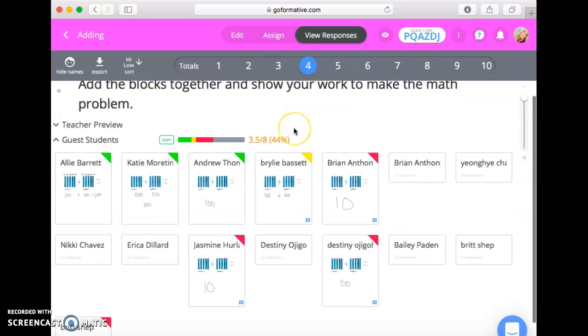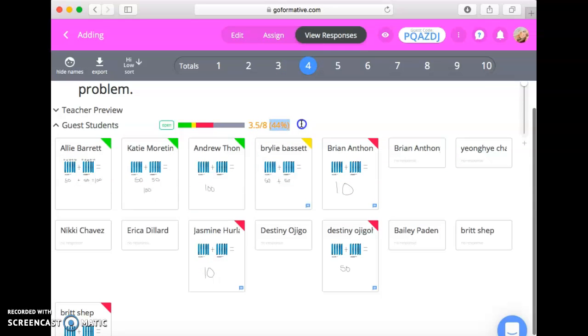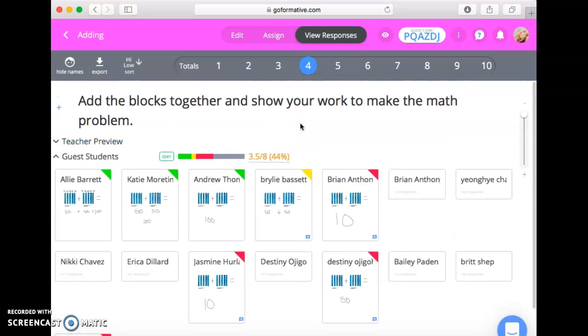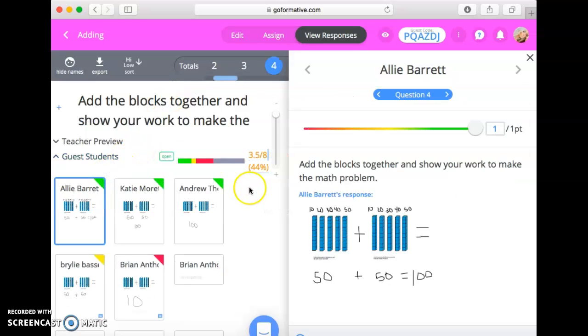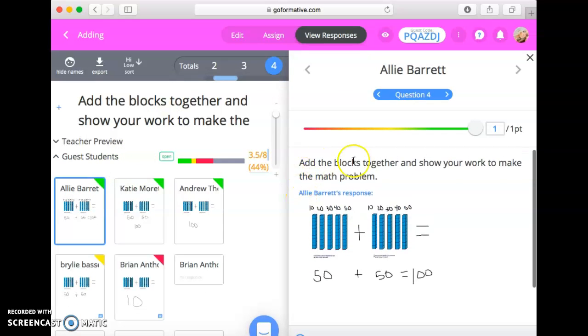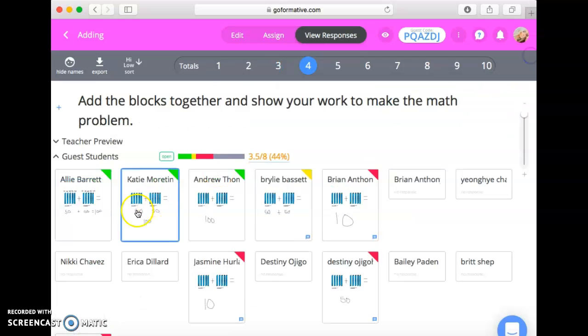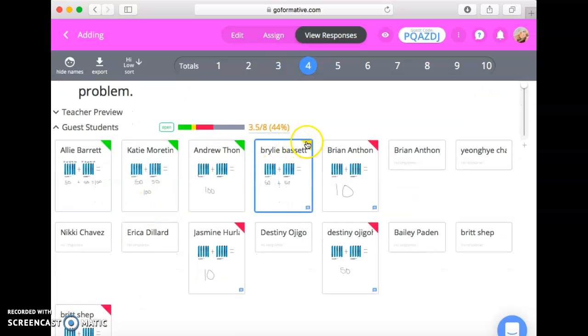Number 4, looks like this was not a good result. Only 44% of the class got this one correct. It may have been the wording, I'm not sure, or the first show your work question. So the question was, add the blocks together and show your work to make the math problem. Allie, I love how she counted by tens and showed her work. She said 50 plus 50 equals 100, which is correct. And then Briley, here's a yellow, so that means that they only got partial credit.